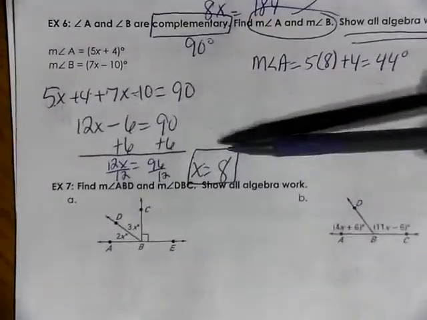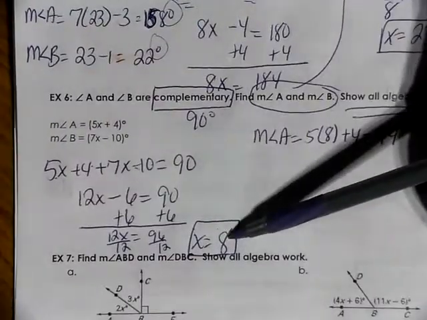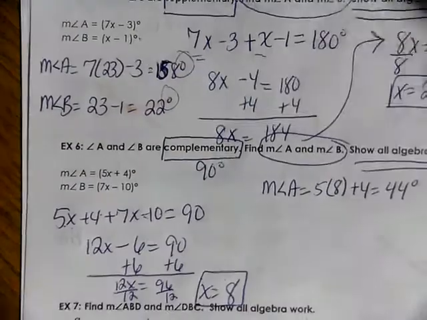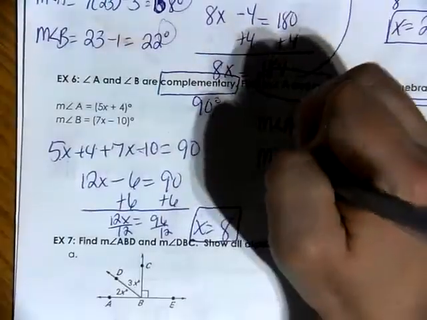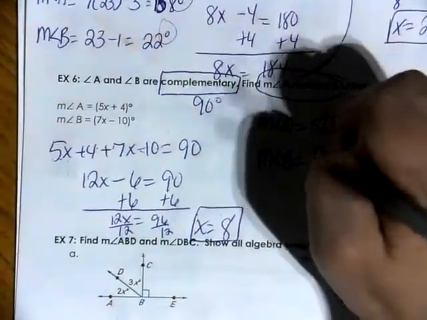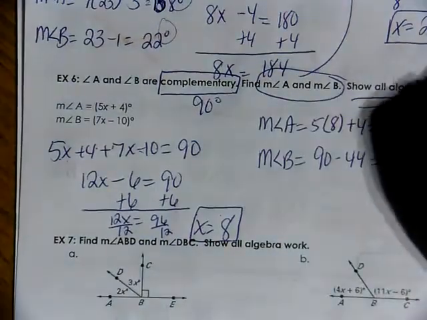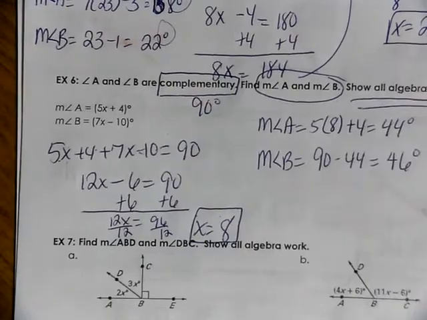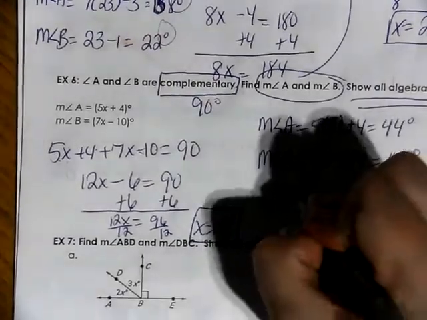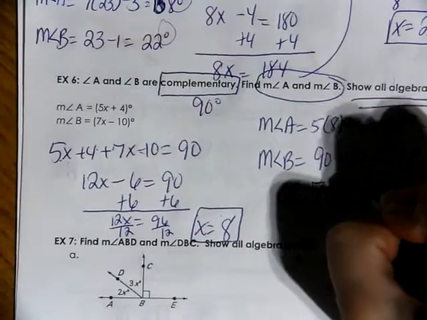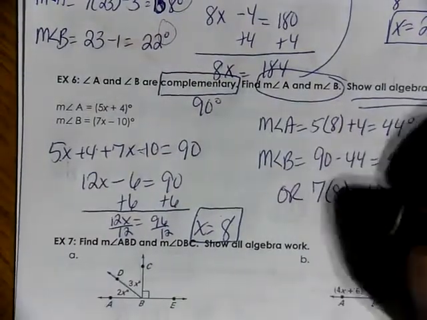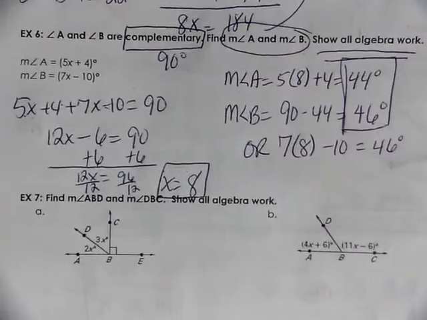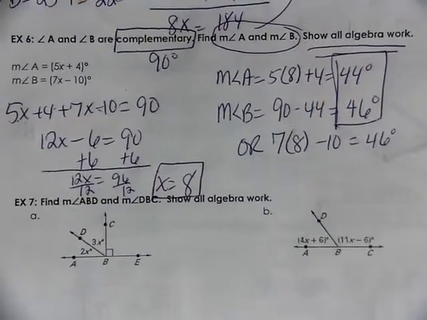Now, you can do just like I did back up here, where you can substitute this x value directly into your expression for the other variable. Or you can say that the measure of angle B is simply equal to 90 minus 44. And 90 minus 44, that's going to be equal to 46 degrees. This is one approach. Or you could go 7 times 8 minus 10. So that's 56 minus 10, which is still 46 degrees. And those are your two answers. So it just depends on how you want to approach your problem.